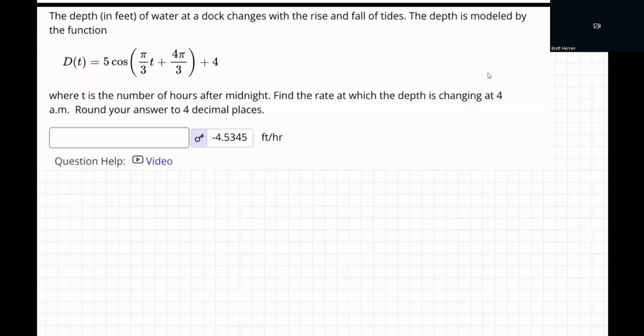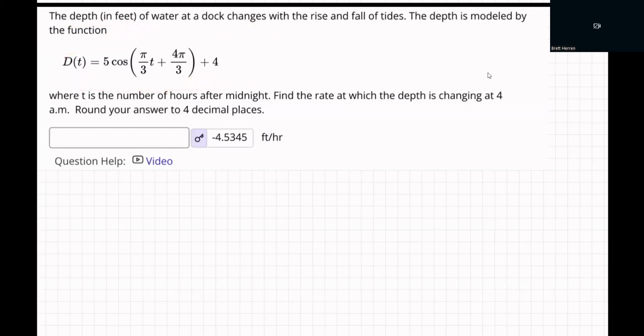Welcome to an example. It says the depth in feet of water at a dock changes with the rise and the fall of the tides. That makes sense, right? So as the tides come in, the water level rises, the tides go out, it goes down. Well, they have equations to model all that kind of stuff. Scientists do all this kind of stuff.